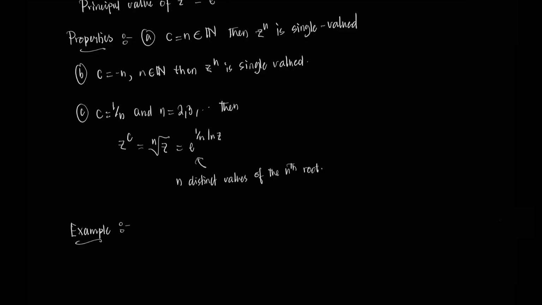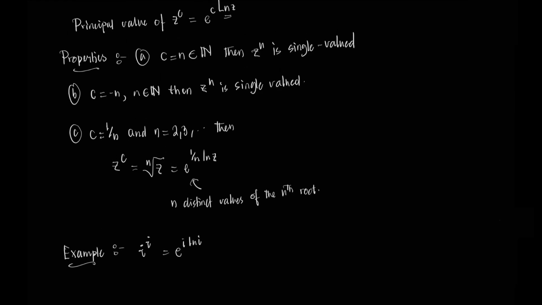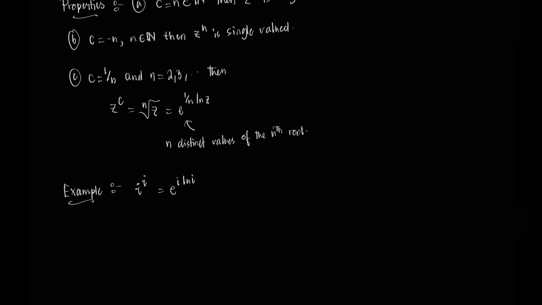Example. What is i power i? Let's just calculate this. It's a very, very important thing. i is complex, the exponent i is also complex. So i power i is nothing but e power i log of i. This is the definition: c is i, z is i. And we are not talking about the principal value, just any general exponent log, right? So e power i log of i.